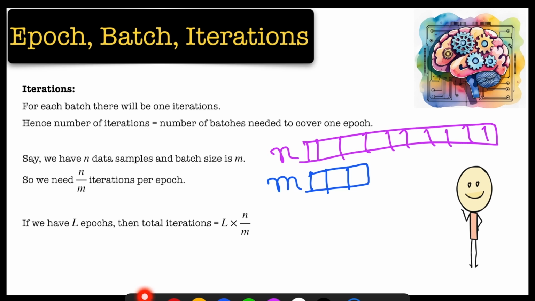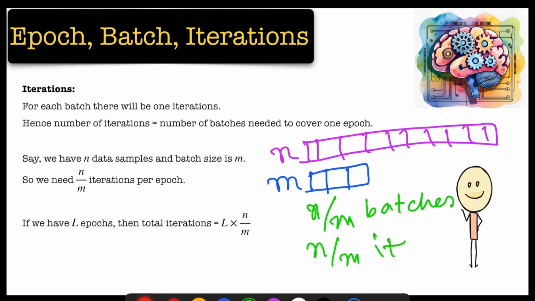So, how many batches will you have? We'll have n by m batches. That means n by m iterations. So we need n by m iterations per epoch. Going through the whole dataset means one epoch, and we have n by m iterations per epoch. If we have L epochs, we are going over the dataset L times, so the total number of iterations is L times n by m.